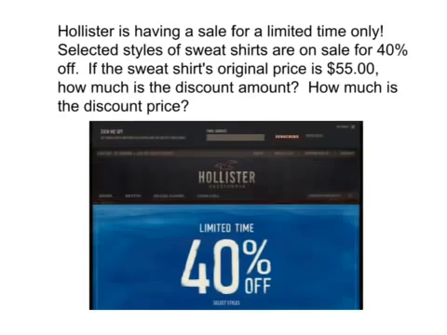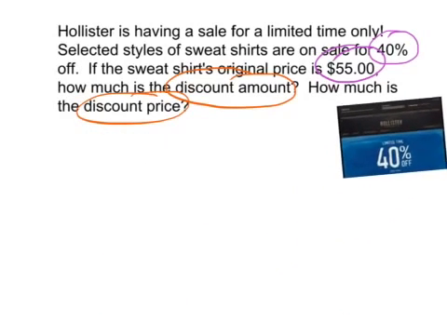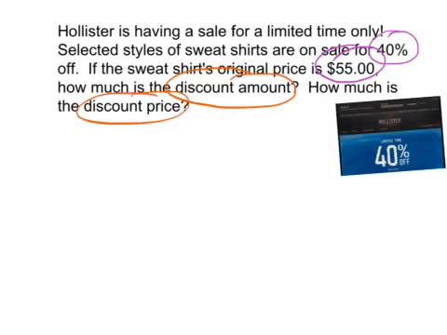A lot of key words in this question. First, we have to find the discount amount. After we have found the discount amount, they're going to ask us to find the discount price. Well, in order to pull out that information, we need to focus on the two important pieces of information given to us. First, the discount rate. The store is offering a 40% off sale. So 40% is your discount rate. Second, the whole amount of the sweatshirt, which was $55. So we're going to use these pieces of information to answer the two questions.